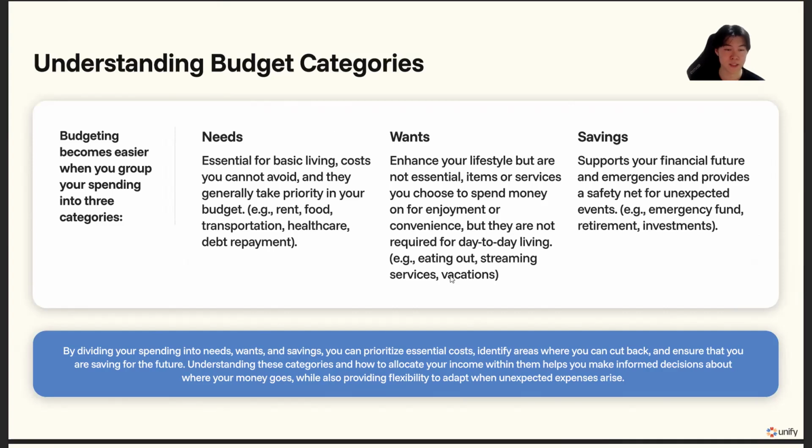By dividing your spending into needs, wants, and savings, you can prioritize essential costs, identify areas where you can cut back, and ensure that you are saving for the future. Understanding these categories and how to allocate your income within them helps you make informed decisions about where your money goes, while also providing flexibility to adapt when unexpected expenses arise.